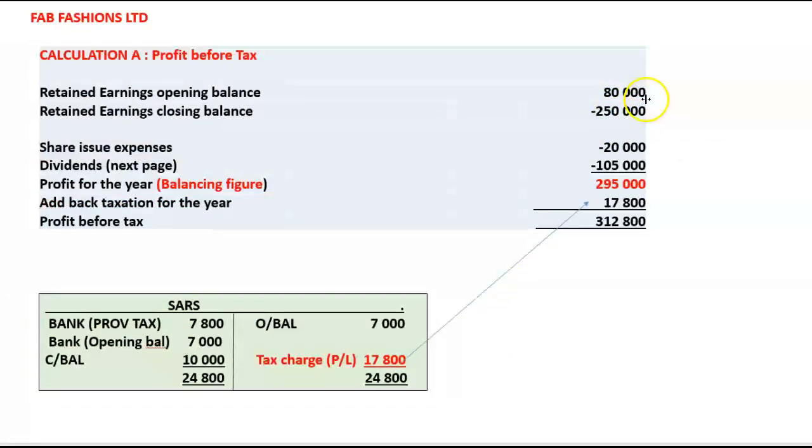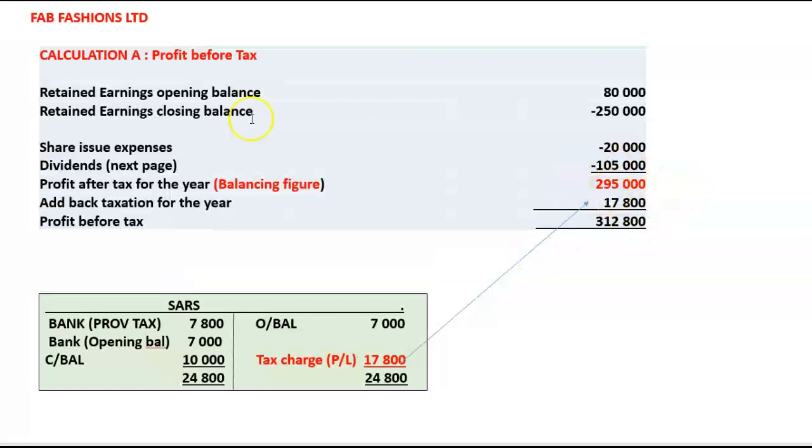So I had the 80,000 minus 20,000 minus 105,000 plus X equals 250,000, our retained earnings at the end of the year. And that means that our profit for the year, which is the balancing figure, the X in this equation, is 295,000 rand. This, however, is profit after tax. Let's write it in there. Profit after tax for the year.